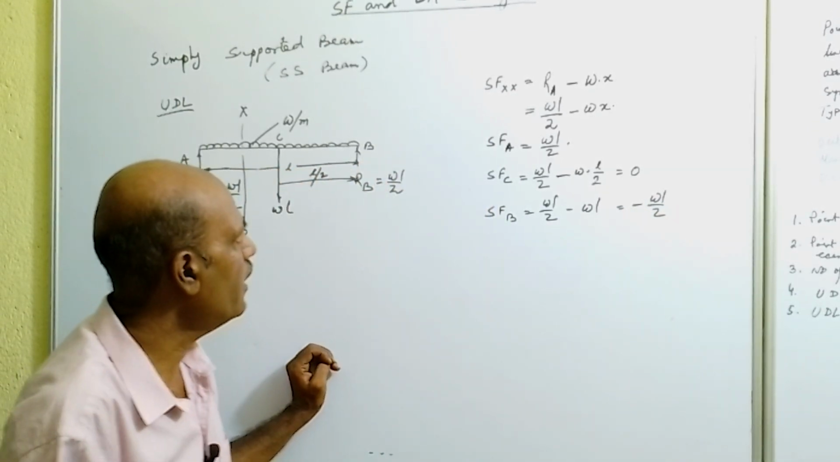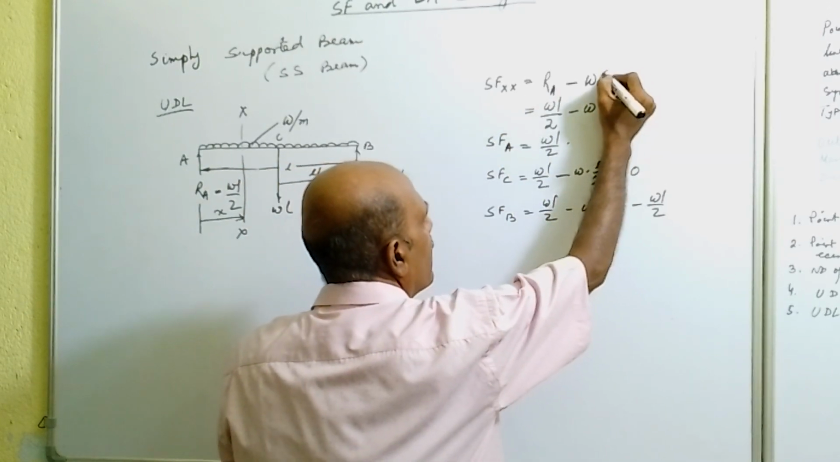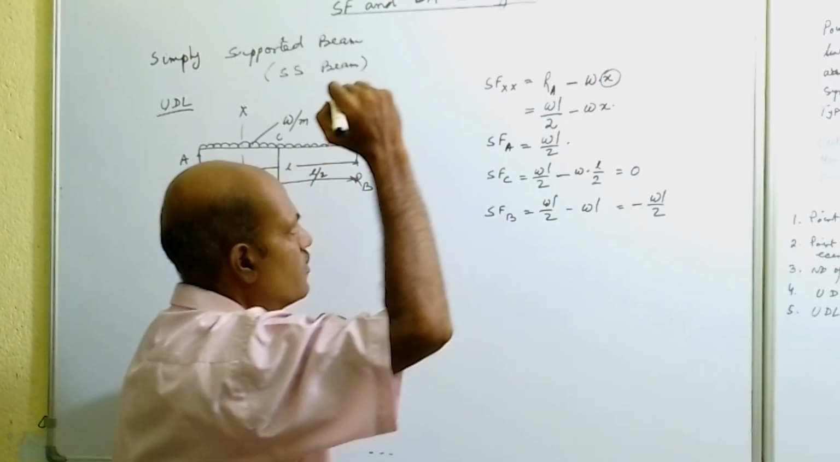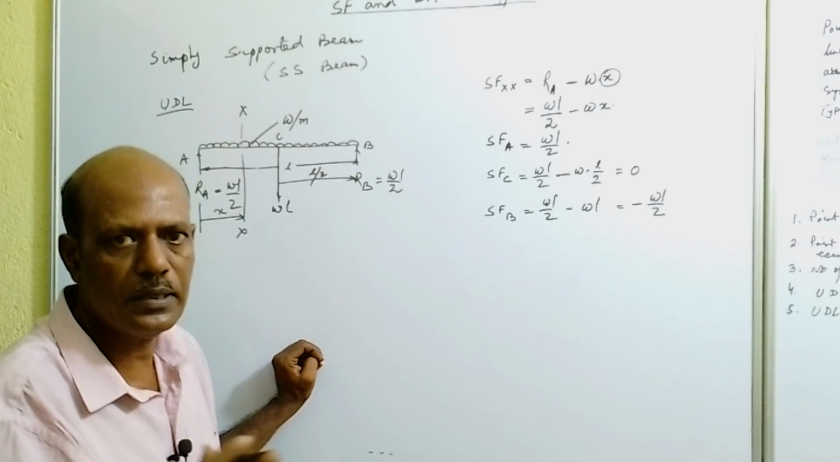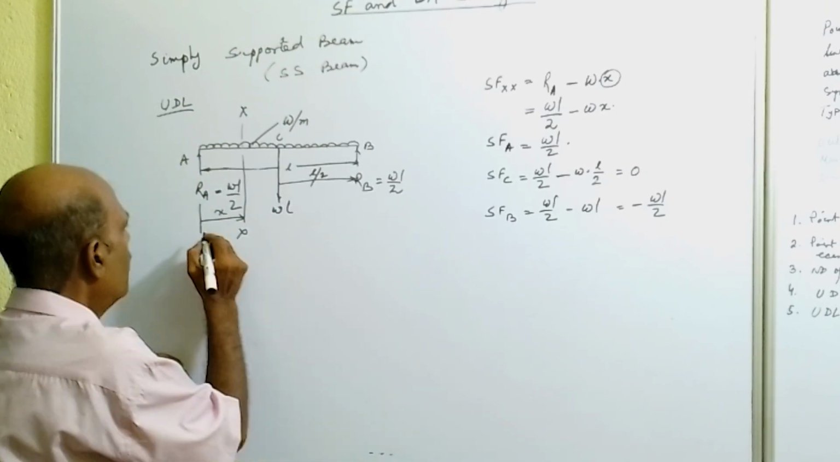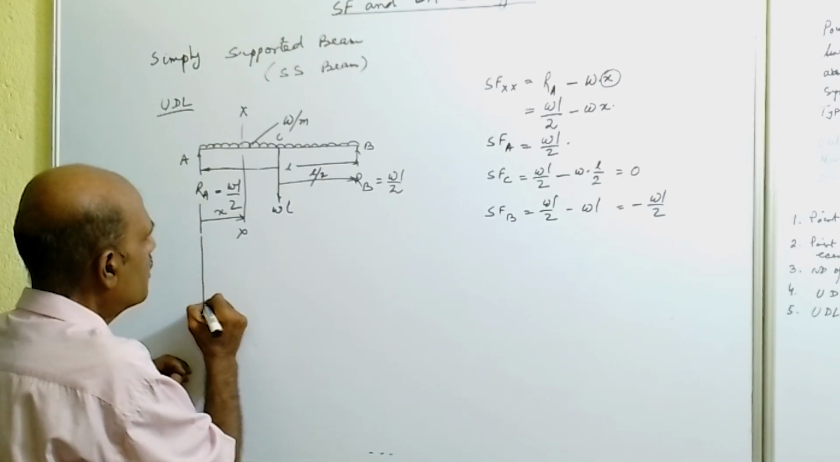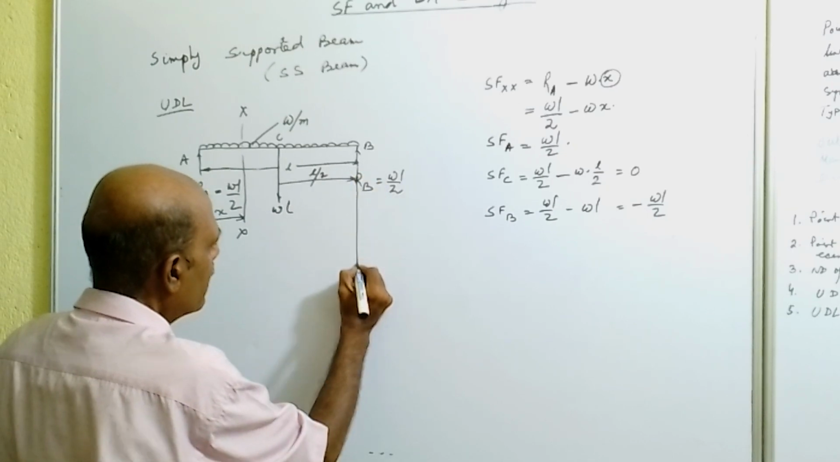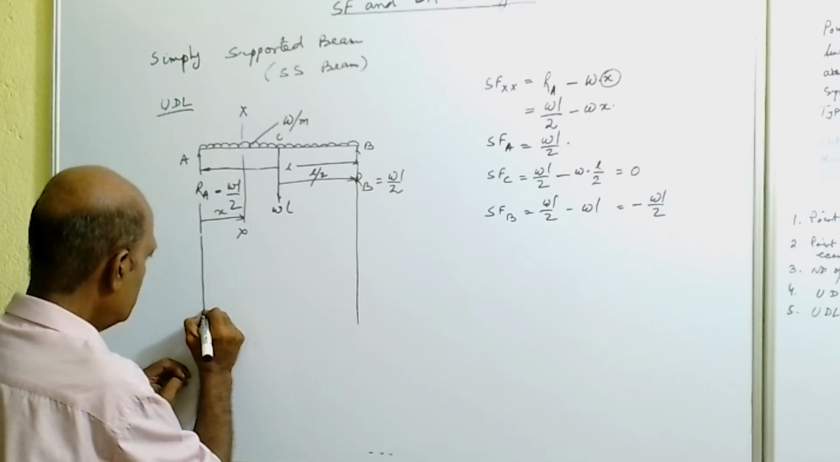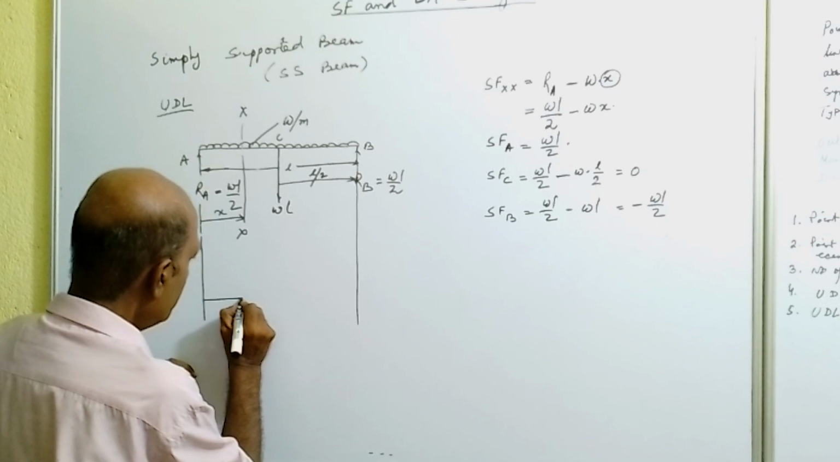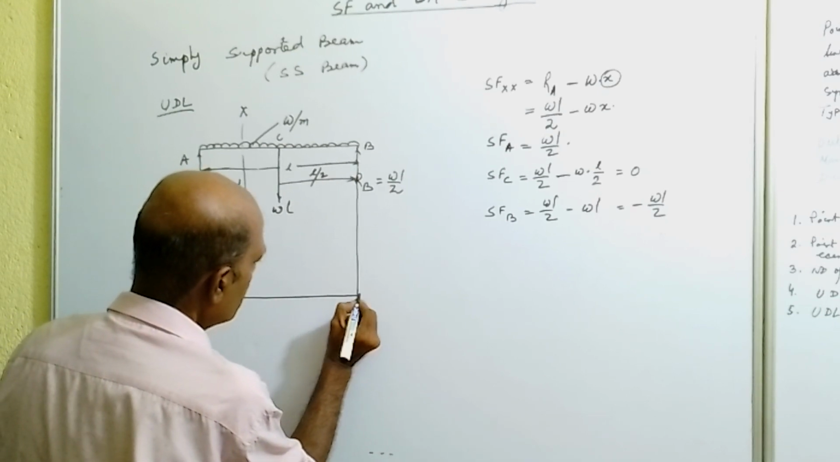Now shear force varies in this equation with X, so that means the variation is a linear variation. Now with this information we will draw the shear force diagram. For drawing, draw these two vertical lines, draw the baseline first. So this is the baseline.